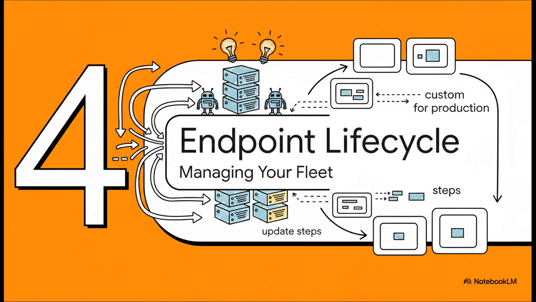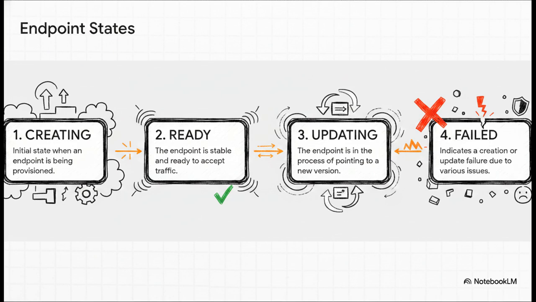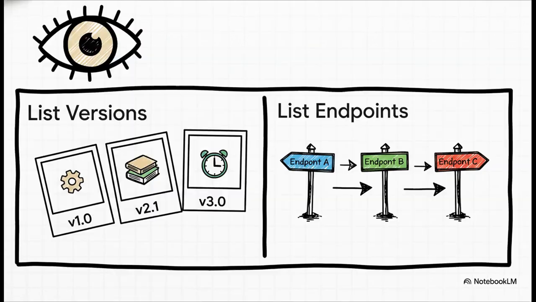Okay, so we've got the strategy down pat. Now let's just take a quick look at the practical side of things, the lifecycle of an endpoint, and how you can manage your whole fleet of agents. So your endpoints, they go through this really clear lifecycle. They start out as creating, and then they move to ready once they're live and good to go. When you push an update, they'll go into the updating state. This whole process gives you super clear visibility, and this is really important, if anything goes wrong, the status will flip to failed, so you're never left guessing. And of course, you're never flying blind here. With a couple of really simple commands, you can get a full inventory of every single saved version and every single active endpoint you have. This gives you total visibility and total control over your entire agent fleet.